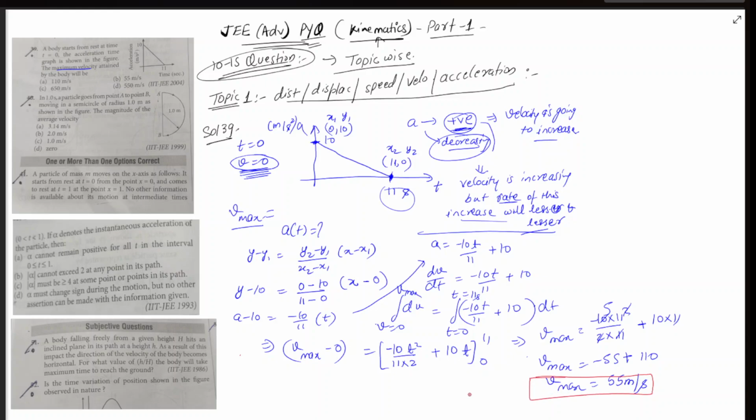It was a simple question, but you should know what we are doing here. Acceleration is always positive, but it is decreasing, so it does not matter. As the particle is starting from v equal to 0, velocity is going to increase. Yes, the rate will be lesser and lesser, but the velocity is still going to increase. So at the end moment, at 11 seconds, we will have our v maximum. Perfect.